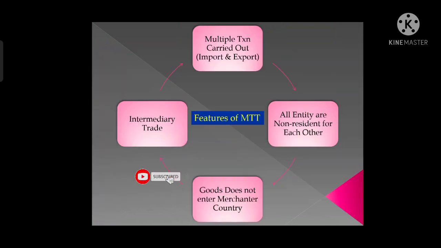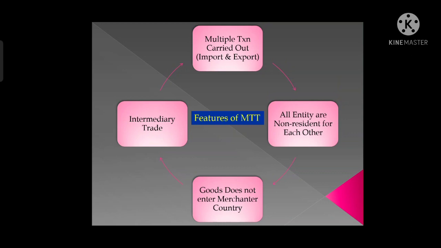Now we will discuss the features of merchanting trade. The intermediary trade, and the goods do not enter the merchanter's country. We have already discussed these two features in merchanting trade, right? Let's move on to the third feature, that all entities are non-resident for each other.